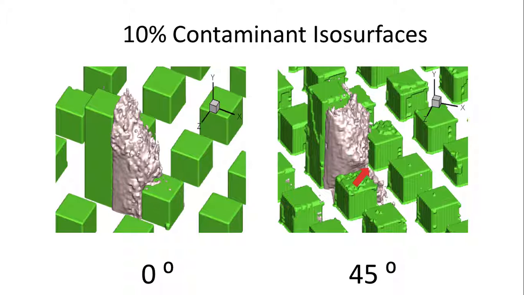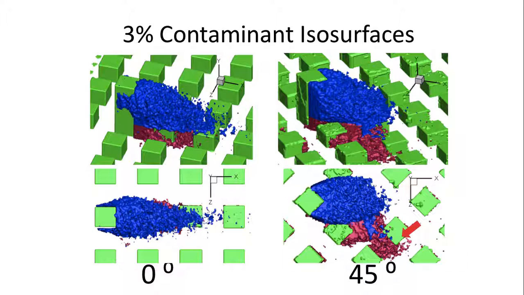We can look at this in more detail in this slide, the 3% contaminant isosurface. The blue indicates the isosurface at the level above H, so above the level of the short buildings, while red is the isosurface beneath the height of the short building. So anything from 0 to H is in red, and H and above is in blue.